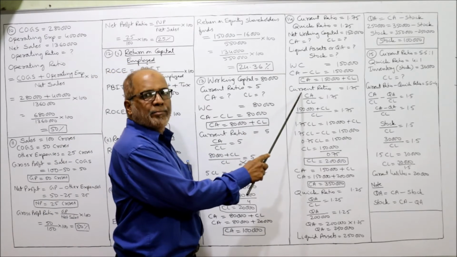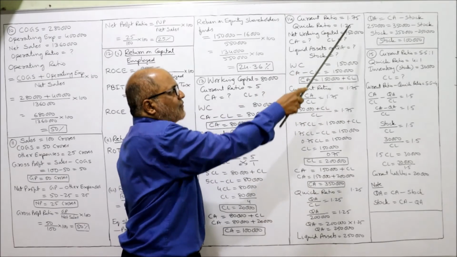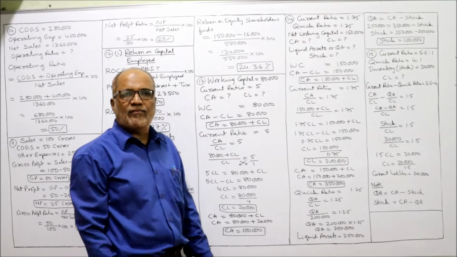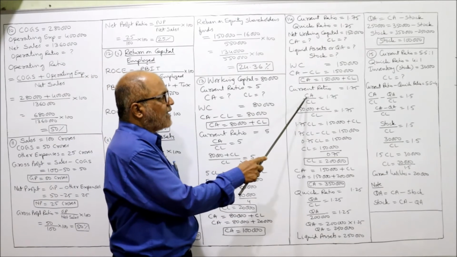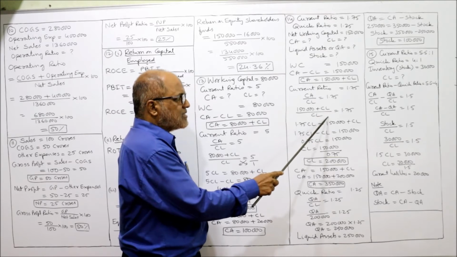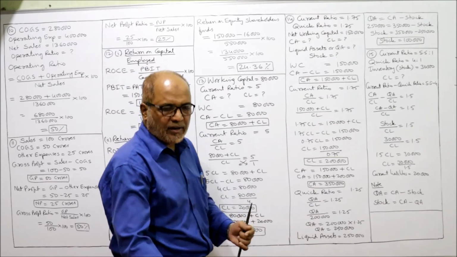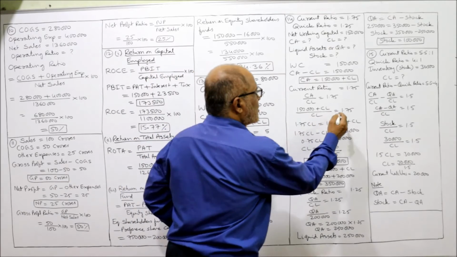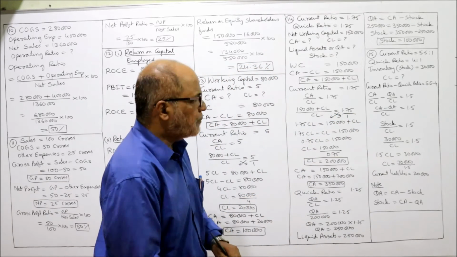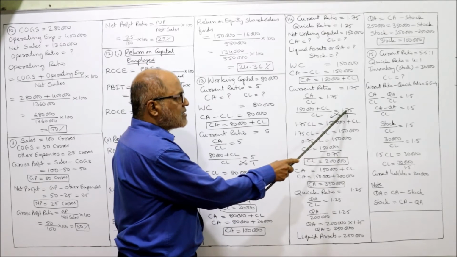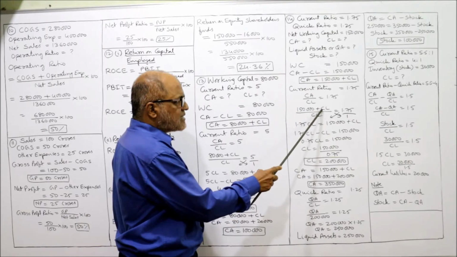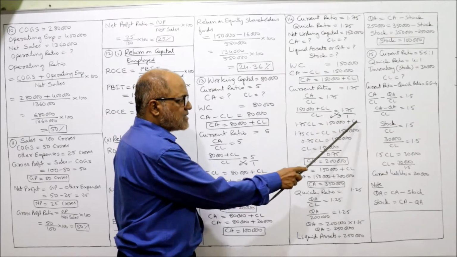Now current ratio. The current ratio is given 1.75. What is the formula for current ratio? CA by CL is equal to 1.75. Now in place of CA, I am substituting 1,50,000 plus CL, divided by CL is equal to 1.75. Now I am making cross multiplication, just like the previous problem. So 1.75 into CL is 1.75 CL, and 1,50,000 plus CL into 1 is 1,50,000 plus CL.